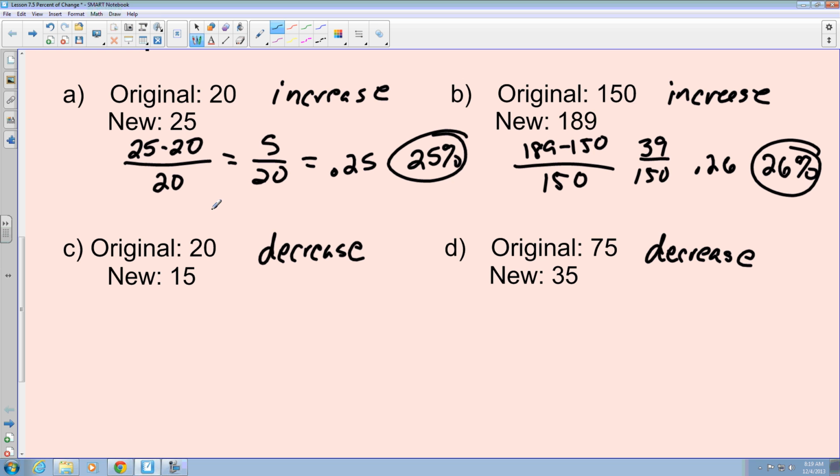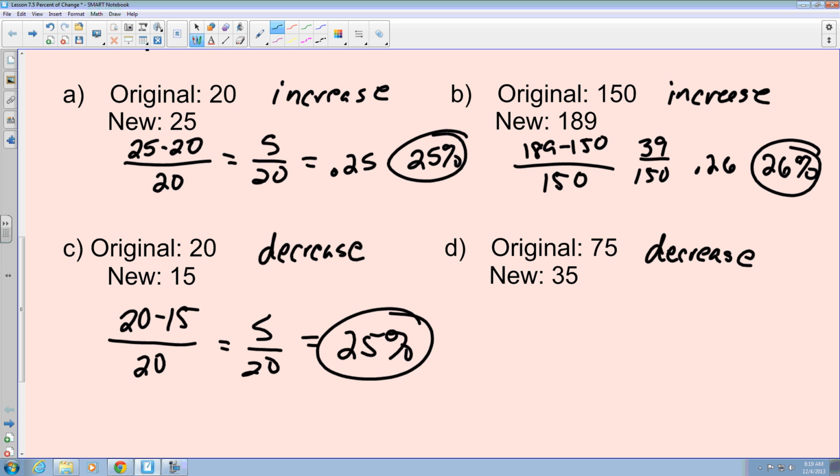C, now the original value is larger, so I have to put this as 20 minus 15 divided by the original value, which is 20. So 20 minus 15, that's 5. 5 over 20, we just did that up top, so that's 25%. So that's a decrease, but it's a decrease of 25%.